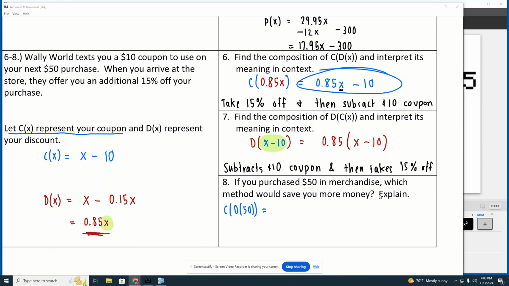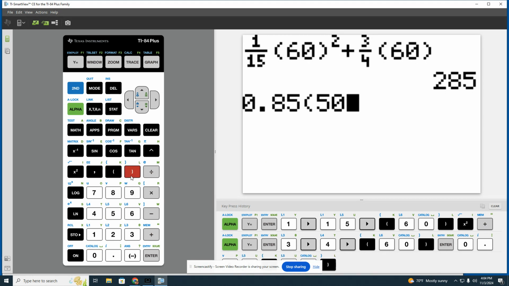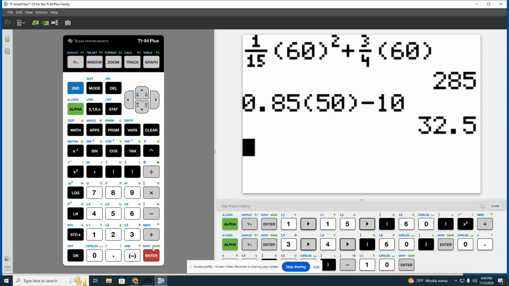So I'm going to go back up here to what C of D of 50 is, and I'm going to type in 50 into that spot. So I'm going to do 0.85 times 50 minus 10. Okay? 0.85 times 50 minus 10. And my answer is $32.50. That's how much I'm going to have to pay.